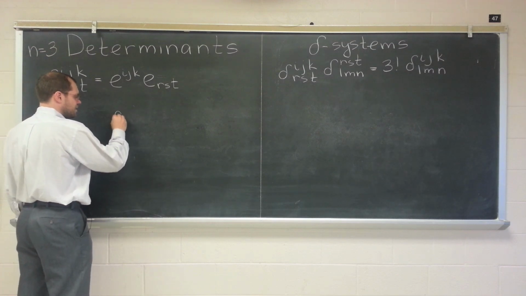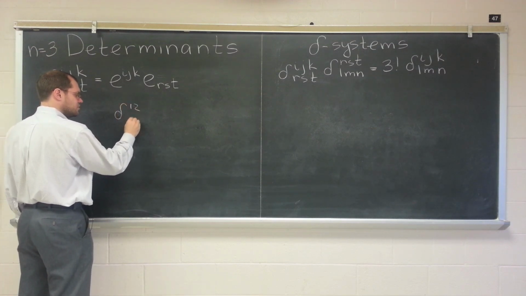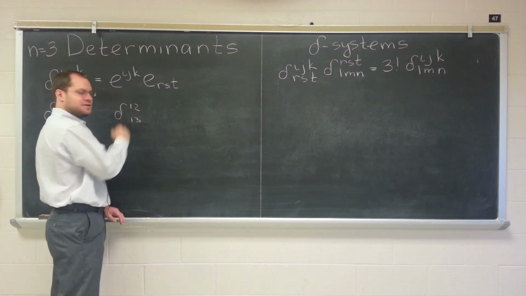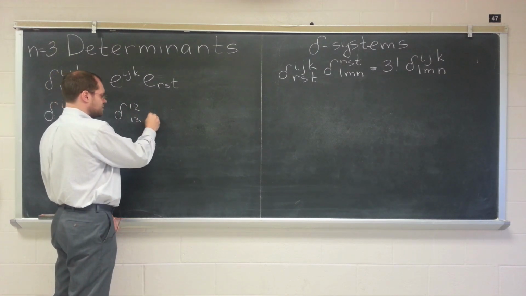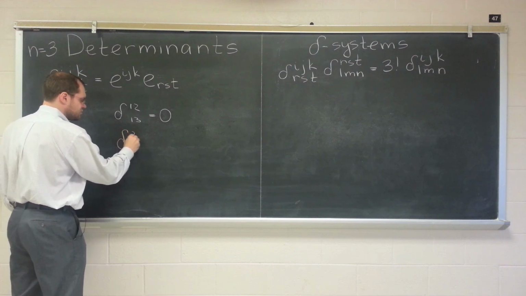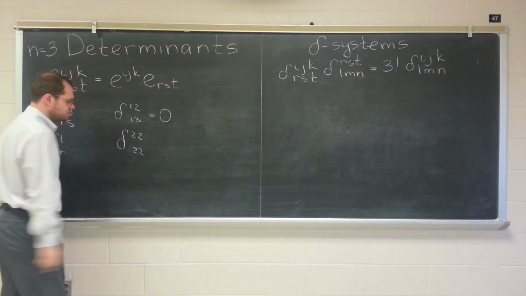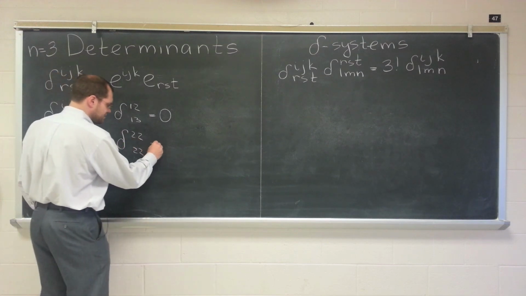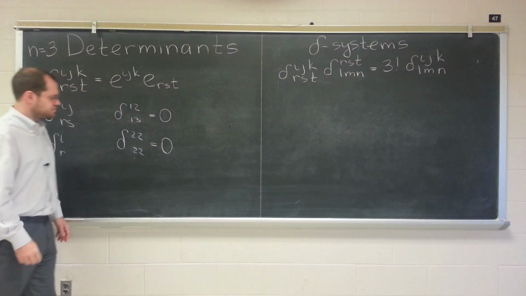I think this one requires a couple of examples. So, for example, delta 1, 2, 1, 3. They're both permutations, but they're not permutations of the same numbers. So this is 0. Delta 2, 2, 2, 2. They're identical sets of numbers, but this is not a permutation. So this is 0 as well.